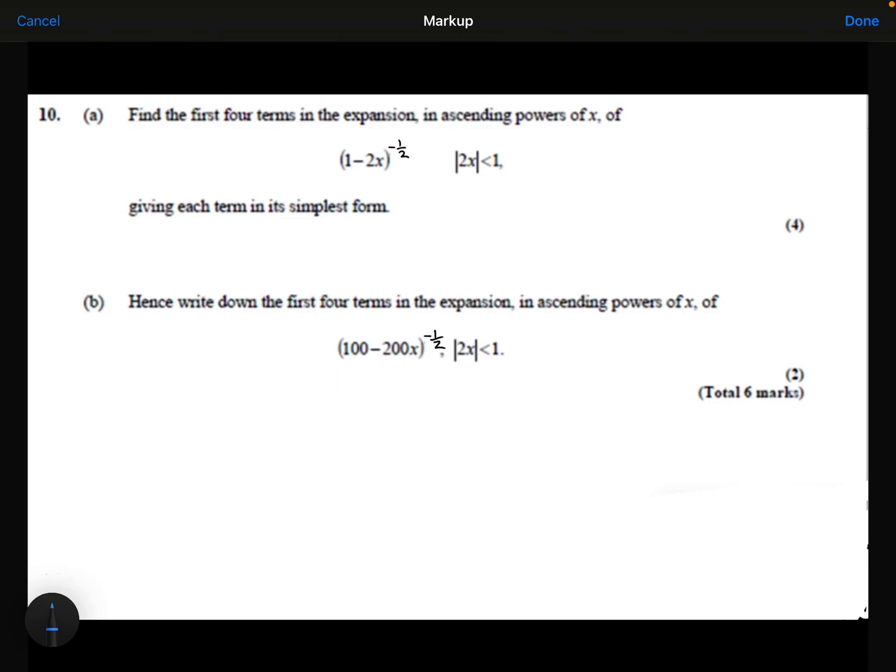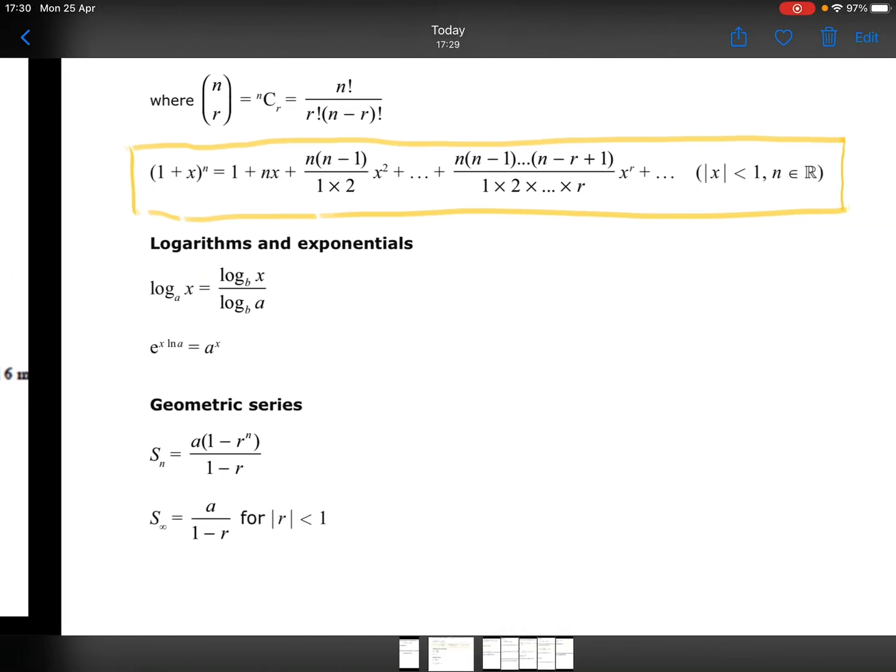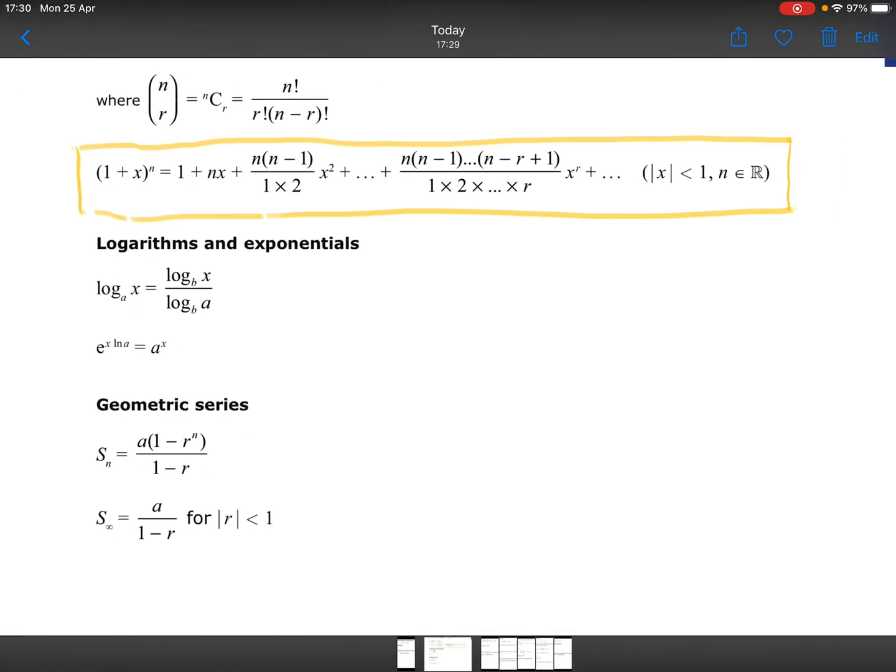Find the first four terms in the expansion, in ascending powers of x, of 1 minus 2x to the power of minus a half, where the modulus of 2x is less than 1, giving each term in its simplest form. So first of all, just to remind you, the formula from the formula booklet is that 1 plus x to the power n is 1 plus nx plus n times n minus 1 over 1 times 2 x squared, and then that pattern keeps repeating.